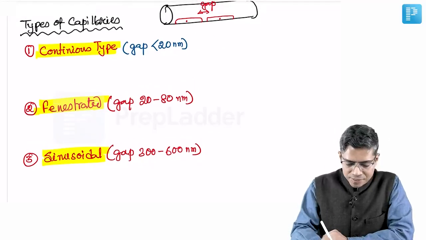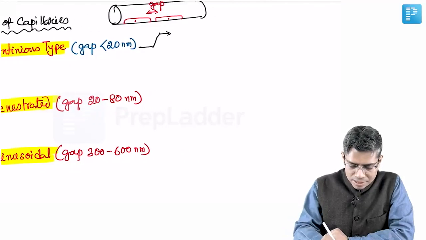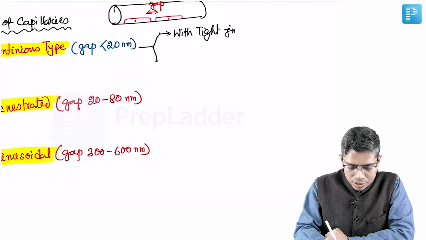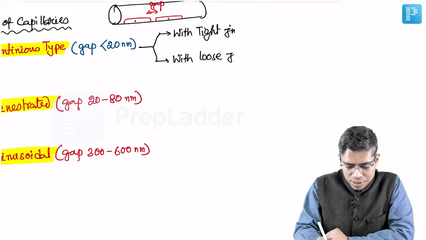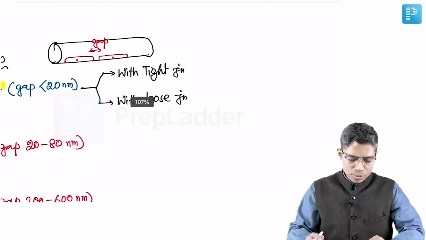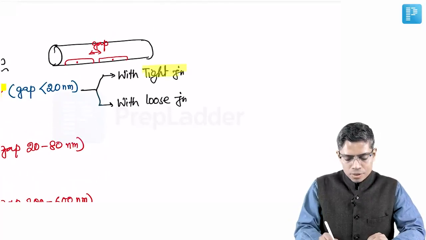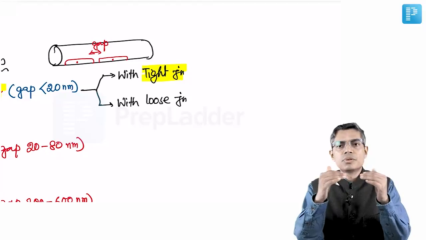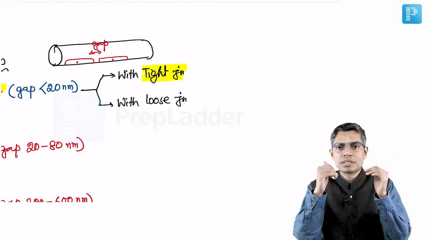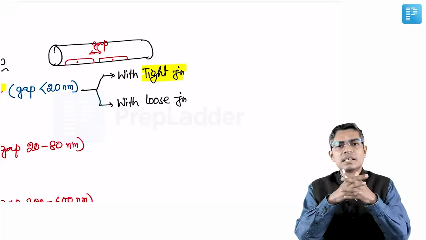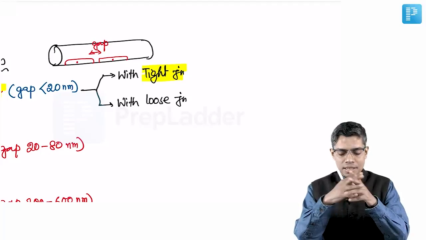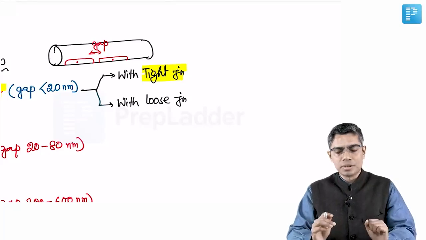So continuous capillaries are again of two types. I'm writing first, then I'll explain: with tight junction, and with loose junction, right? So what is the meaning of this? I hope by this time you know what tight junctions are. This is a junction between cell to cell, like for example we have seen the gap junction. This tight junction we have also discussed at the level of general physiology. It is formed by proteins known as claudin and occludin.